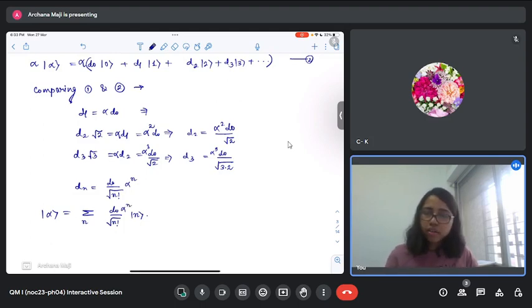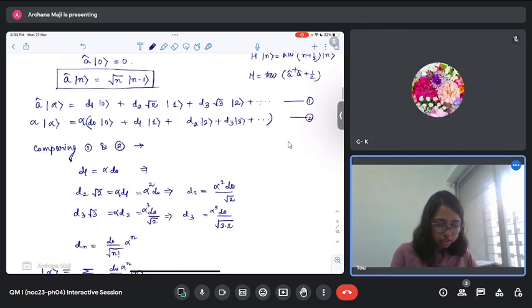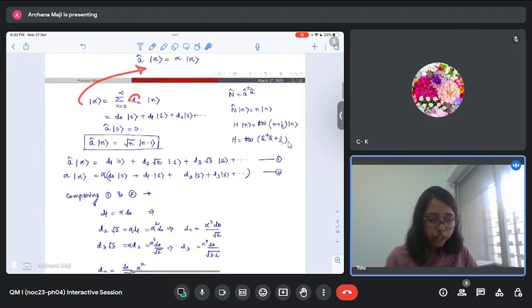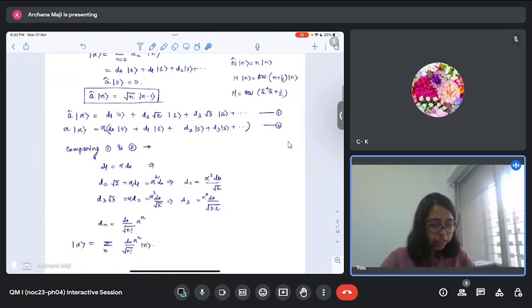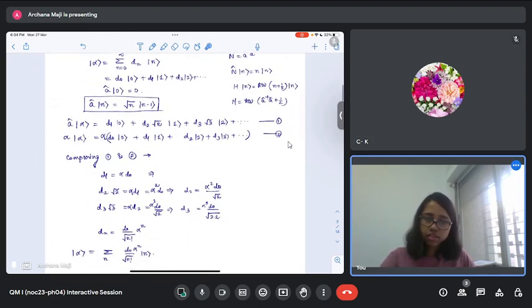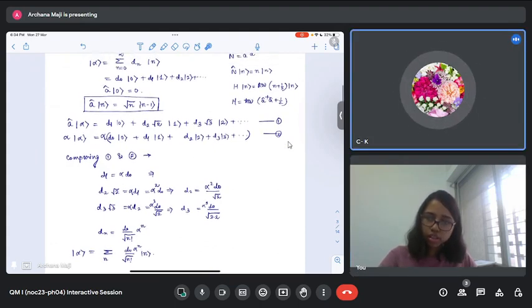Do you understand now what is happening here? We are not doing anything except replacing this state, which we have written as a linear superposition of the eigenstates of the number operator, and then trying to figure out what these coefficients are by comparing the left hand side and right hand side. Is this clear to you? Otherwise I'll explain again. Yes, madam.